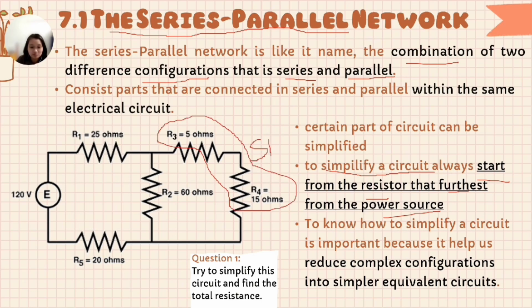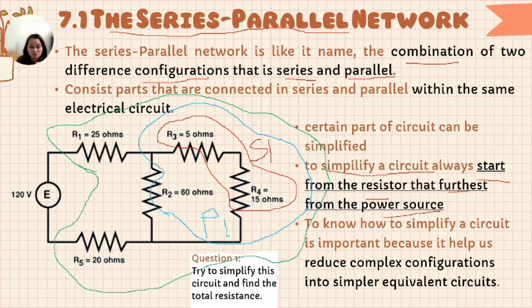It is series. Then R2 is parallel with S1, mentioned as parallel 1. Then R1 is series with parallel 1 and R5. So the total resistance of this question 1 is 60.